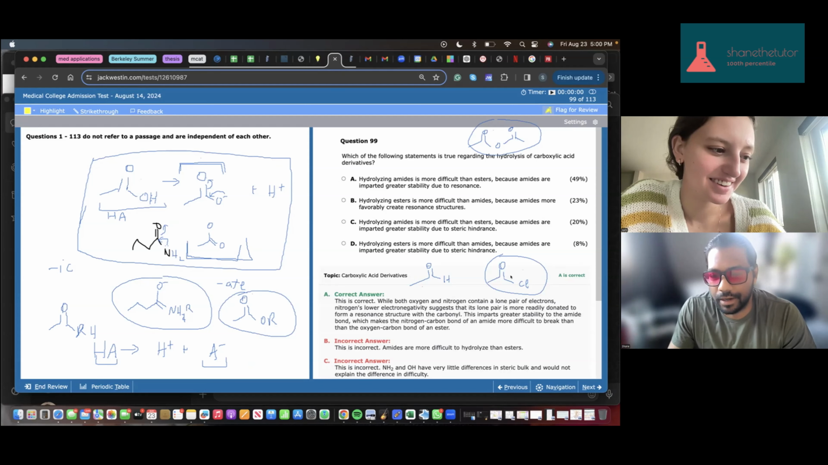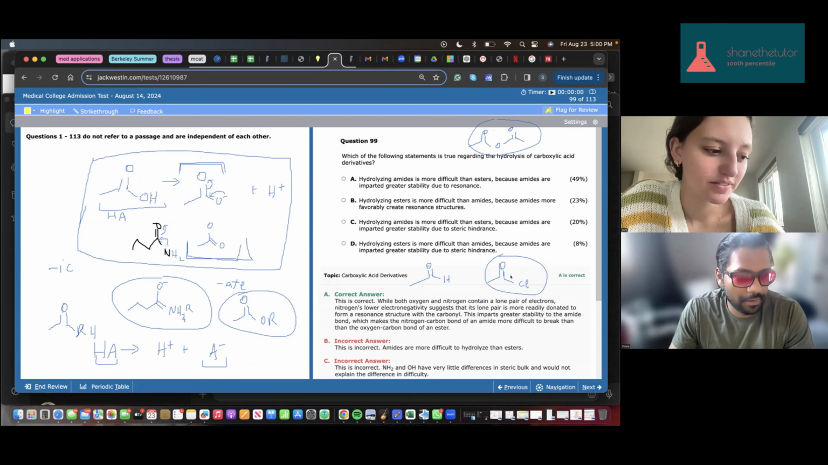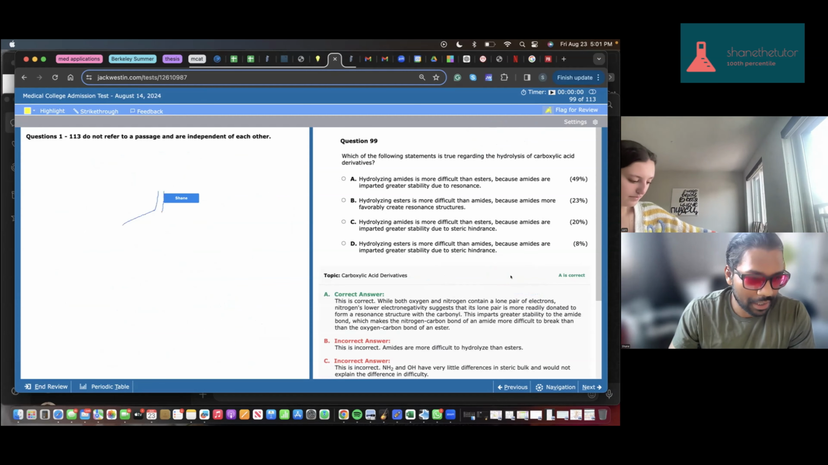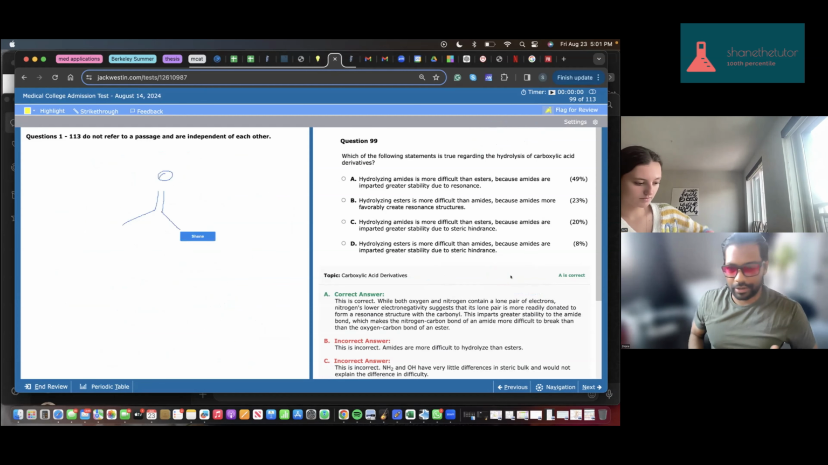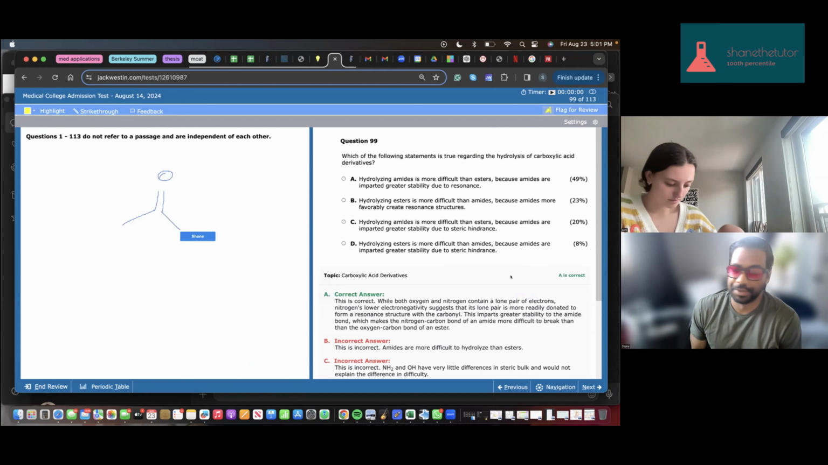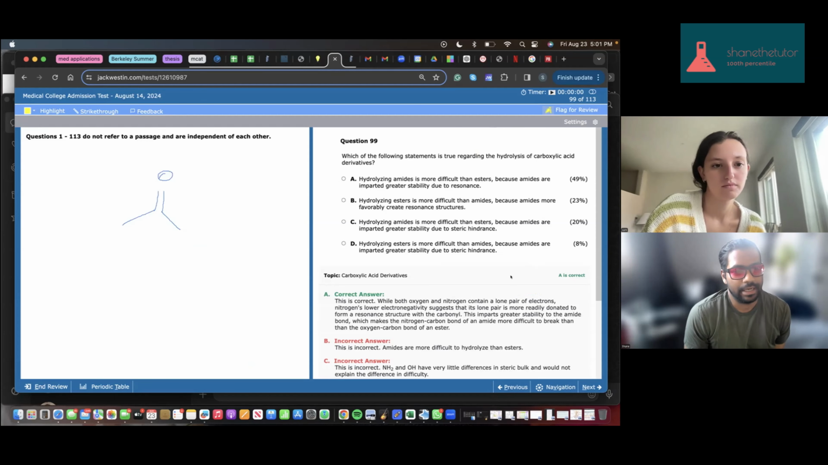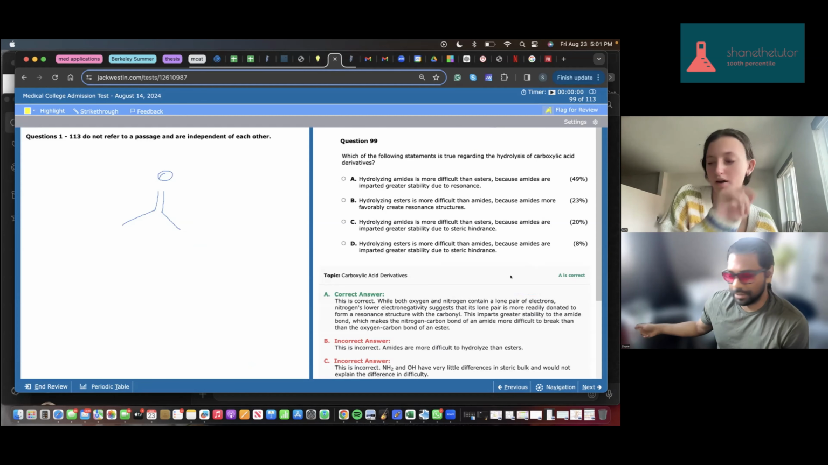So first of all, let's go back to basics. Let's just have a regular carbonyl group here. Now, what can you tell me about this?